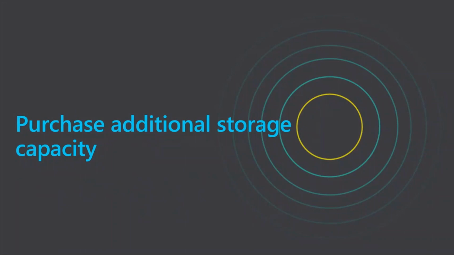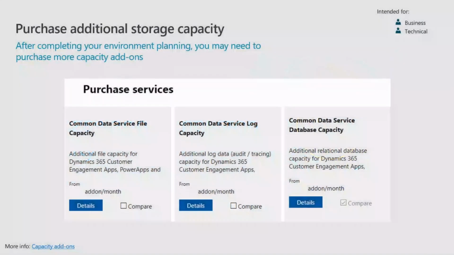If you have found that you simply need more storage entitlement, you have the ability to purchase more capacity add-ons. If you have someone managing your licensing, such as a partner or a Microsoft sales rep, reach out to them to help you procure additional capacity add-ons. You should know what you need based on your current usage and the plan you developed previously. If you don't have someone managing your licensing, you can purchase additional capacity via the Microsoft 365 Admin Center.